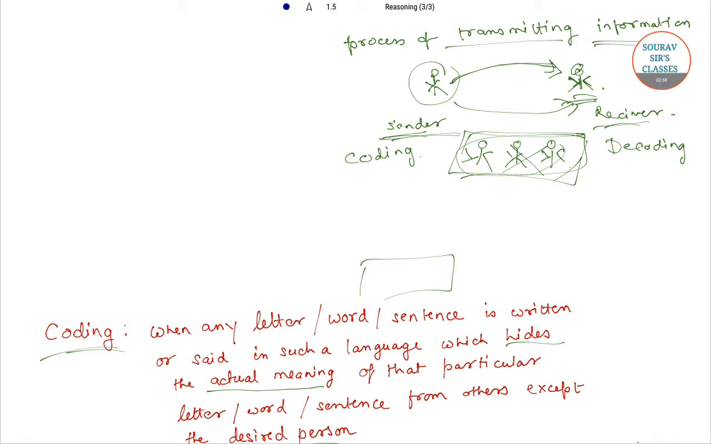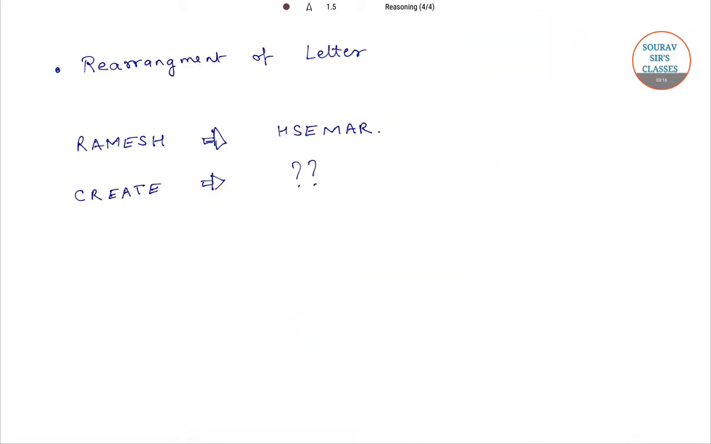In the competitive exams, we encounter many questions on coding decoding, and in this video, we will discuss the types of questions which you will encounter in exams based on coding and decoding. The first type of coding decoding problems that we encounter is rearrangement of letters.